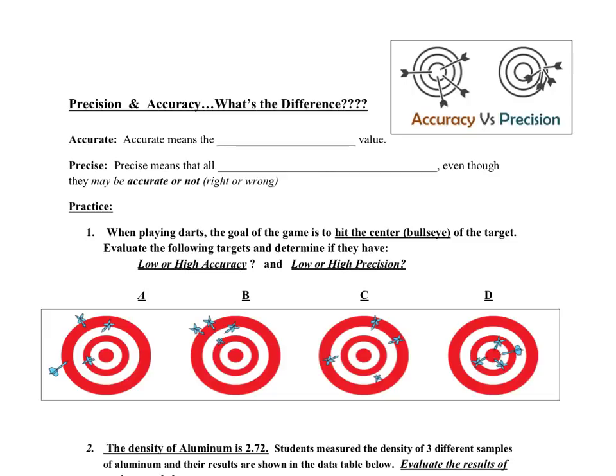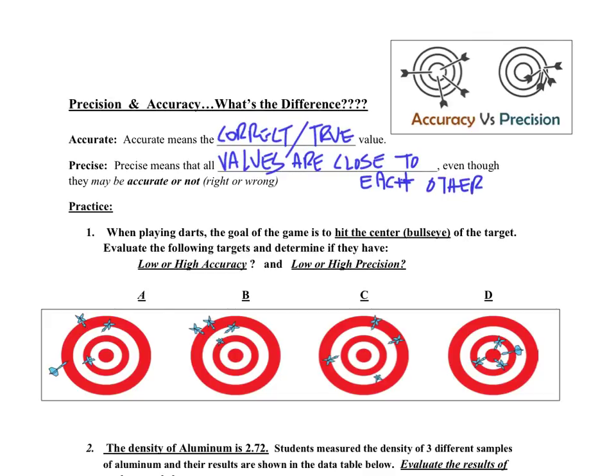So what makes something accurate? What makes something precise? Okay, there is a difference. So accurate means the correct or true value. Okay, accurate means the value that you should calculate. Okay, precise means that your values are all close to each other. So all your values are very close to each other, even though they may not be accurate. They might not be right, they may not be wrong, but they're all very close to each other.